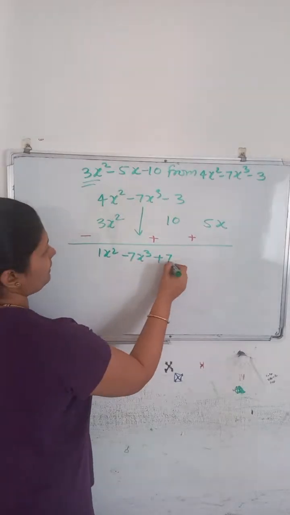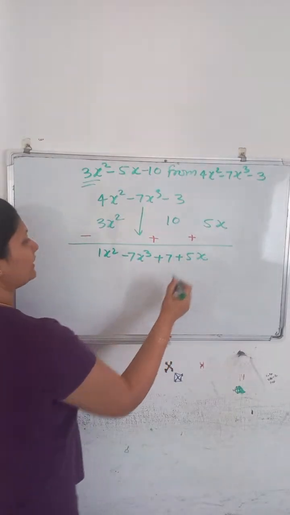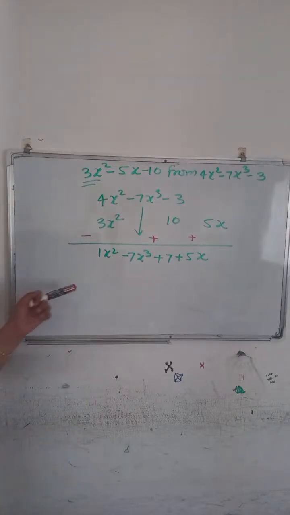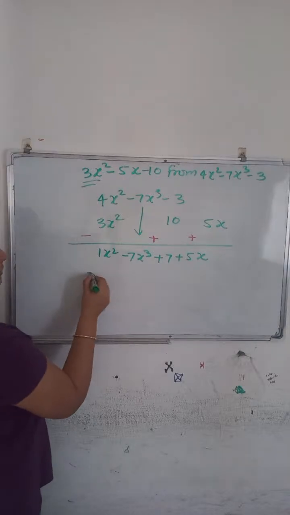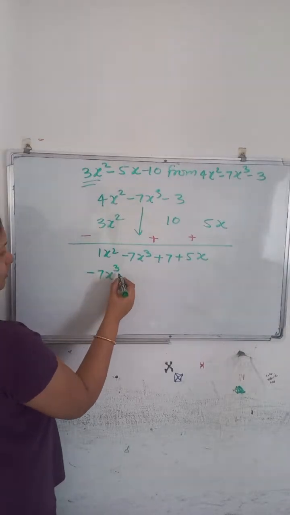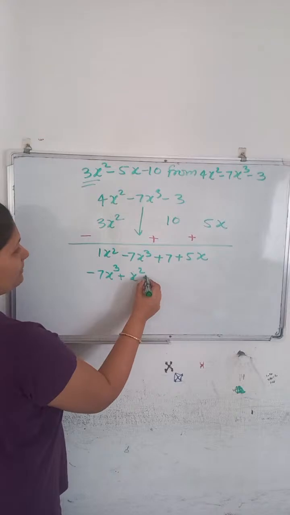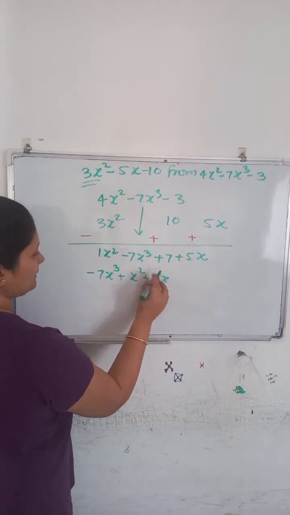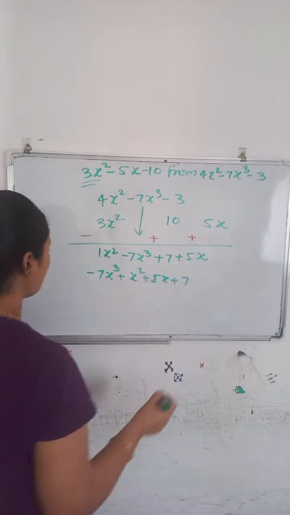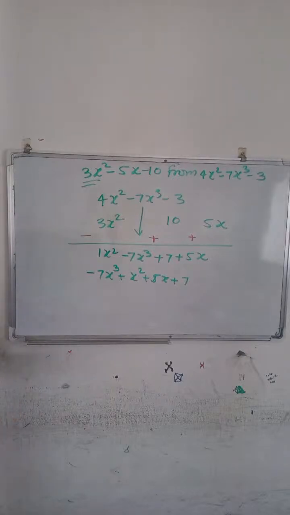And remaining is what here? 5x. So maybe the option is like this, or you can write the answer in decreasing power of x. So minus 7x cube plus x square plus 5x plus 7. Getting this? Or you can multiply with negative sign and simplify, but up to here it is okay. Getting this?